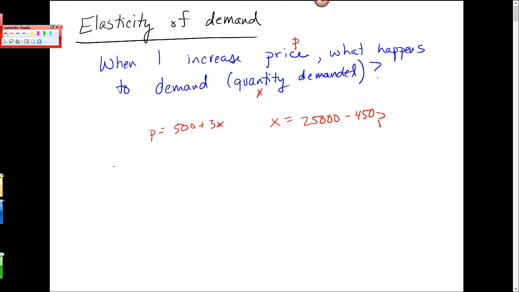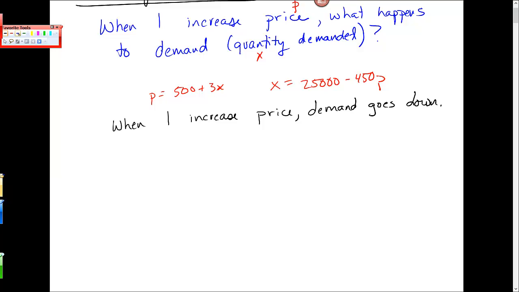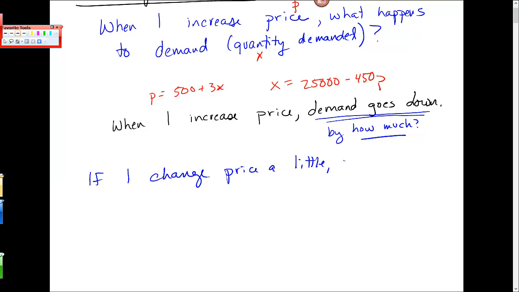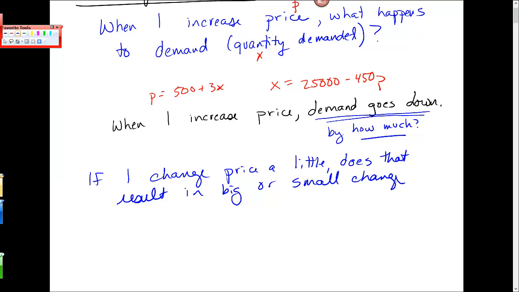Okay. So we know a few things. For most situations, we know that when I increase price and raise price, demand typically goes down. Fewer people want to buy the product if the price is higher. But we have this general relationship, and the question really is, maybe, by how much? So if I change price a little, does that result in a big or small change to demand?